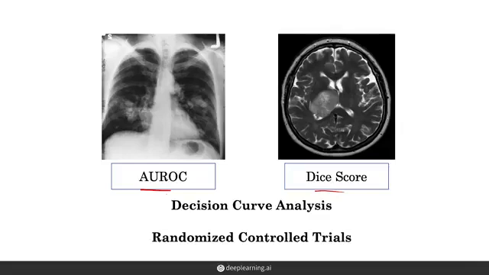One approach to this challenge includes decision curve analysis, which can help quantify the net benefit of using a model to guide patient care. Another approach is to see what happens in the setting of a randomized control trial, where we compare patient outcomes for patients on whom the AI algorithm is applied versus those on whom the AI algorithm is not applied. We will look at the setup of randomized control trials in Course 3.